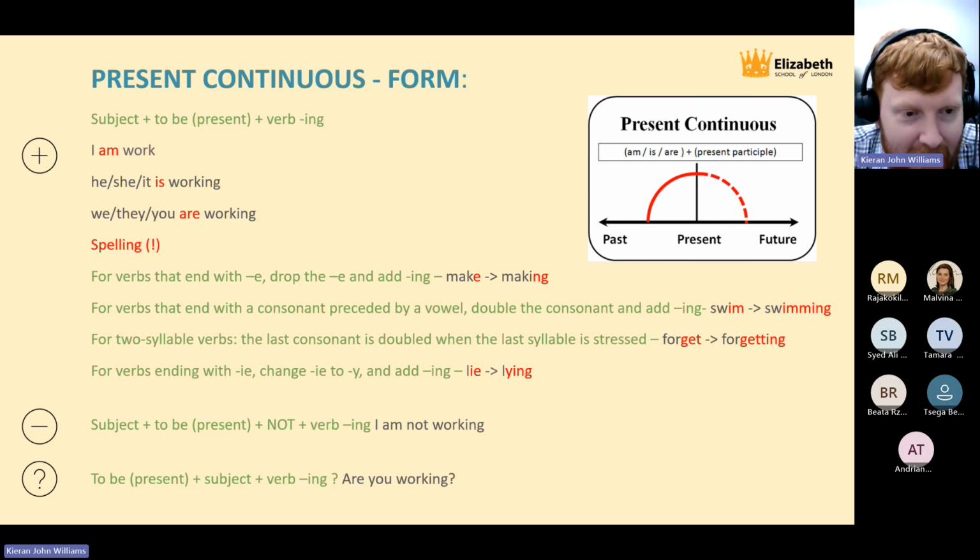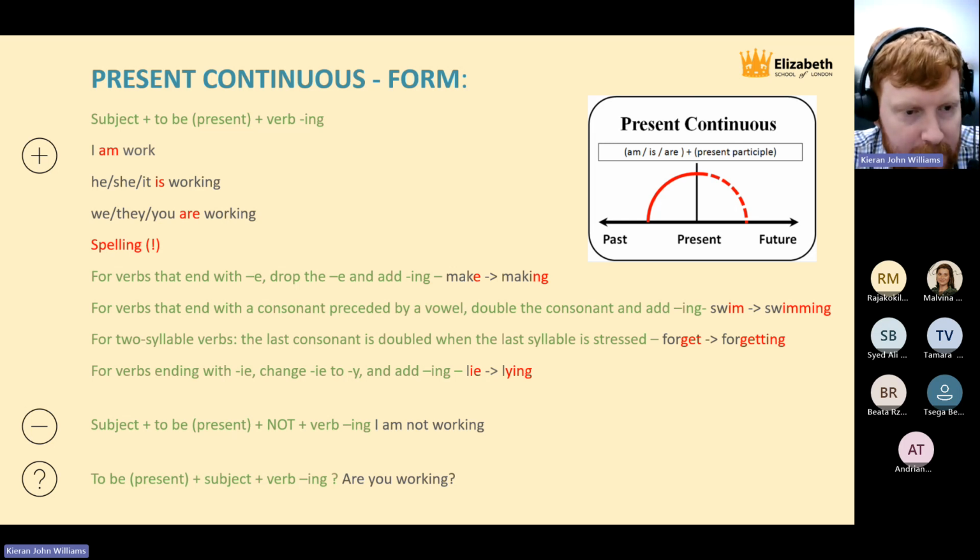So if the verb ends in an E, you remove the E and then add ing. So we got the example here of make. So make ends in an E. So if we make it into the continuous, we lose the E and then we add ing onto the end of it. Okay. All right. So that's one of the easier ones.